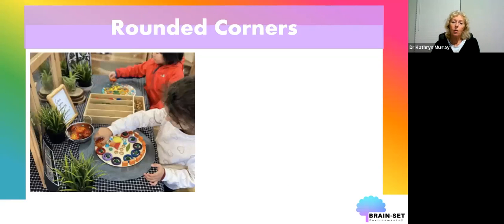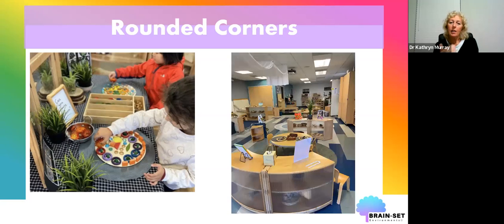So we have rounded corners too, because in the brain, if something is rounded or curved, it has that sense of safety. The brain sees it as being safer than a sharp corner of a shelf. And so here you see we've got some furniture that is rounded as well, sort of curved furniture, round tables, round mats on the floor, just to give that sense of the rounded corners for the brain.